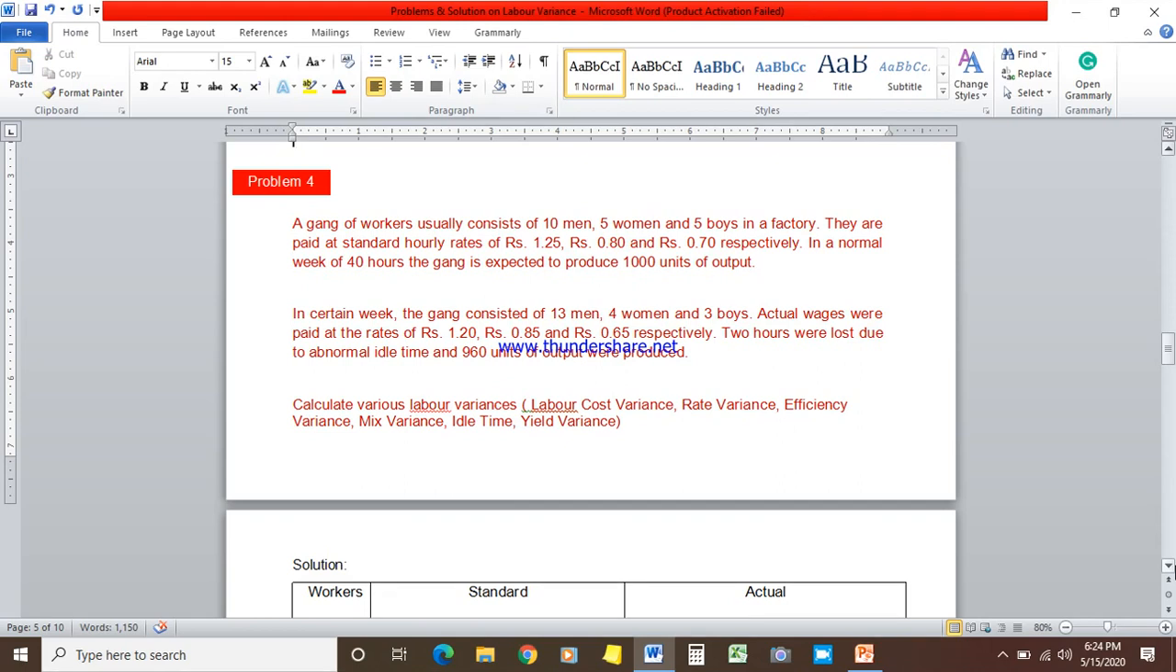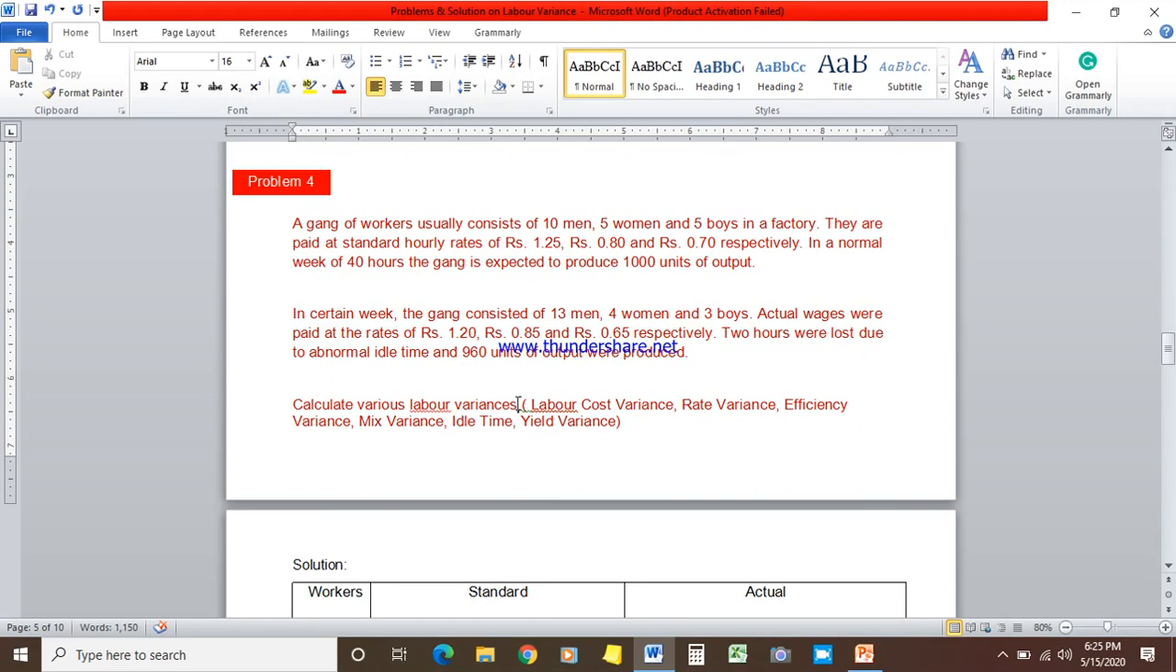In addition to this, 2 hours were lost due to abnormal idle time, on account of some carelessness on the part of workers. There was some problem due to which 2 hours were lost during that entire week, and 960 units of output were produced. They were asked to manufacture in a given week of 40 hours. They are supposed to manufacture 1000, but they manufactured only 960 units of output. So calculate the various labor variances.